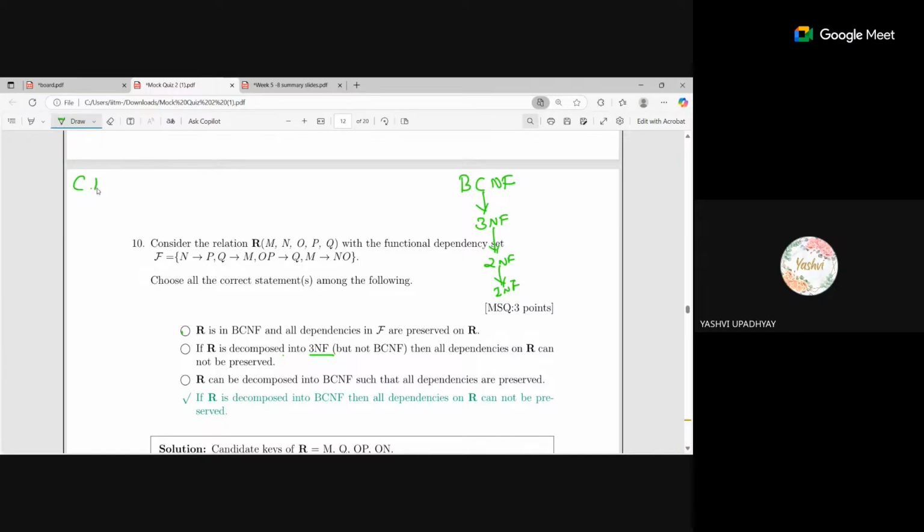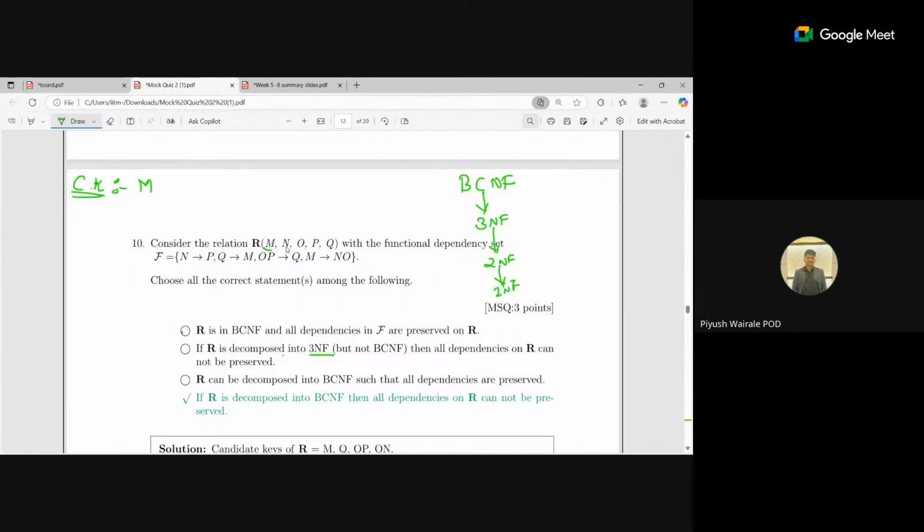We'll have to find candidate keys. So what is candidate key here? P and Q and O all are present. One of them is NM. So in that case, you can go for M, take a closure of M. We are going to get all the attributes here. So M is basically candidate key.